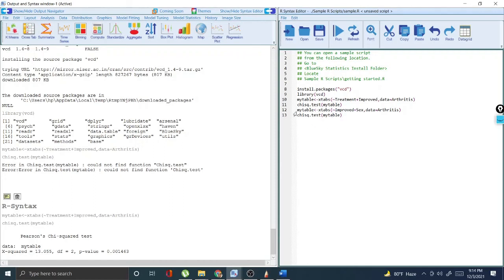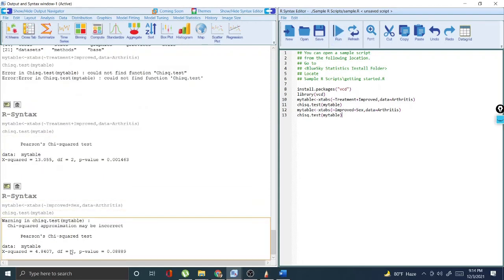If I do these things, select, and then run, you will see that on the right side, the result gives you the value 0.08, which is of course a little bit higher than 0.05. By looking at this value, if 0.05 is the significance level, it is higher than that value. So it means that gender and improved, these two groups, are independent. They are not dependent on each other, they are independent.